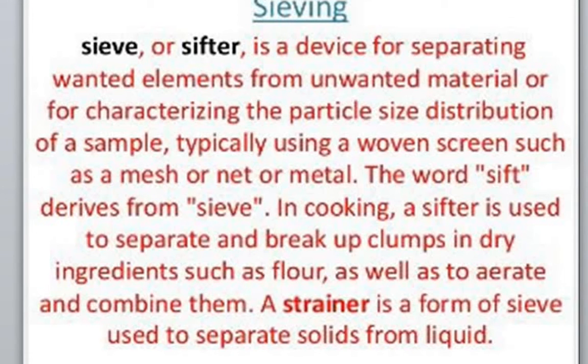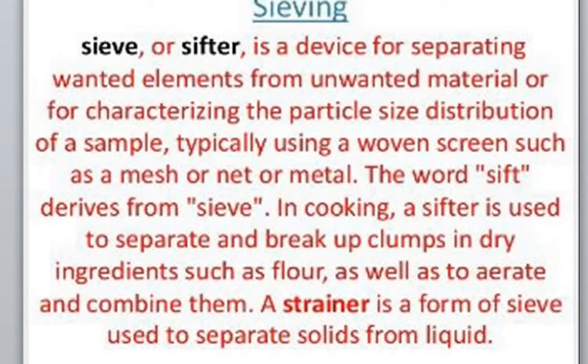Next is sieving. Sieving is a method used to separate components of different sizes. A sieve, or we can say sifter, is a device for separating wanted elements from unwanted material and for characterizing the particle size distribution of a sample.